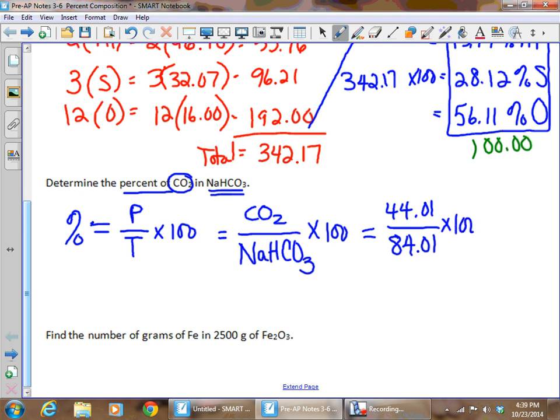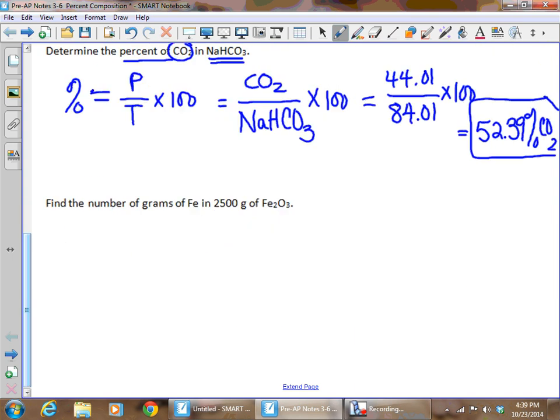So we're going to multiply that by 100. And when we do, we come up with a percent value again. Remember, percent is not scientific notation. This comes out to be 52.39% CO2. So anytime you're asked for just part of a whole, that's how you're going to do it.